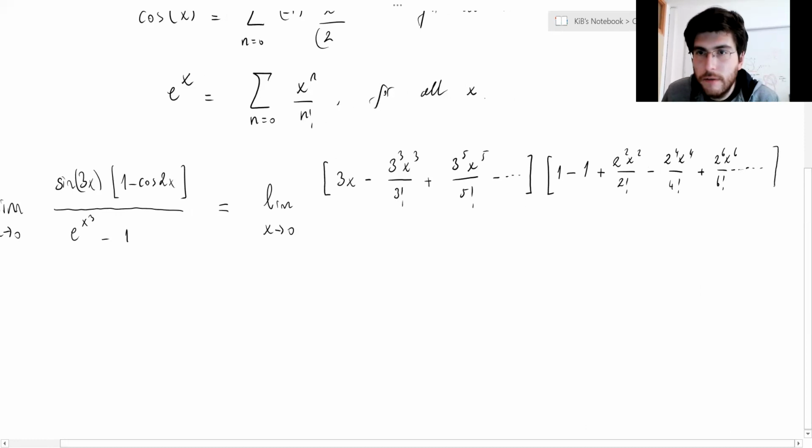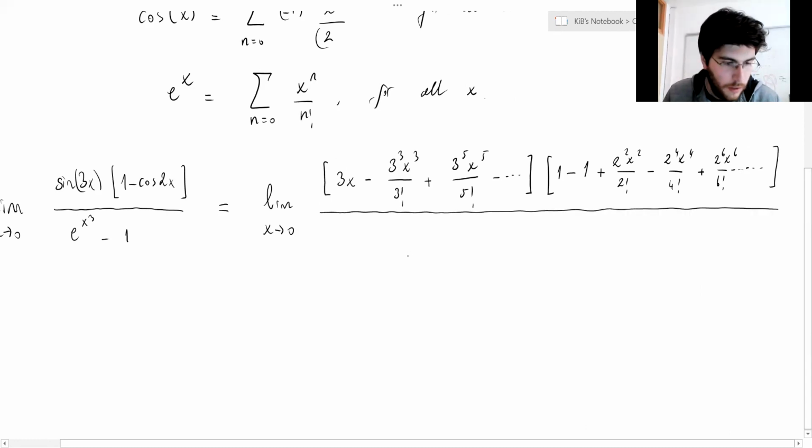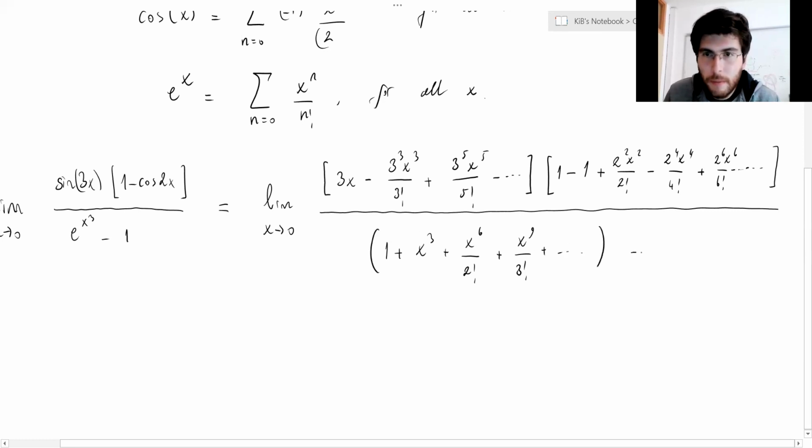So you have another infinite series here. And in the denominator, let me write down the first couple of terms. Here, 1 plus x cubed plus x cubed squared, therefore we have x to the 6 over 2 factorial plus x to the 9 over 3 factorial, and the story goes like this. And of course, with parentheses, minus 1.